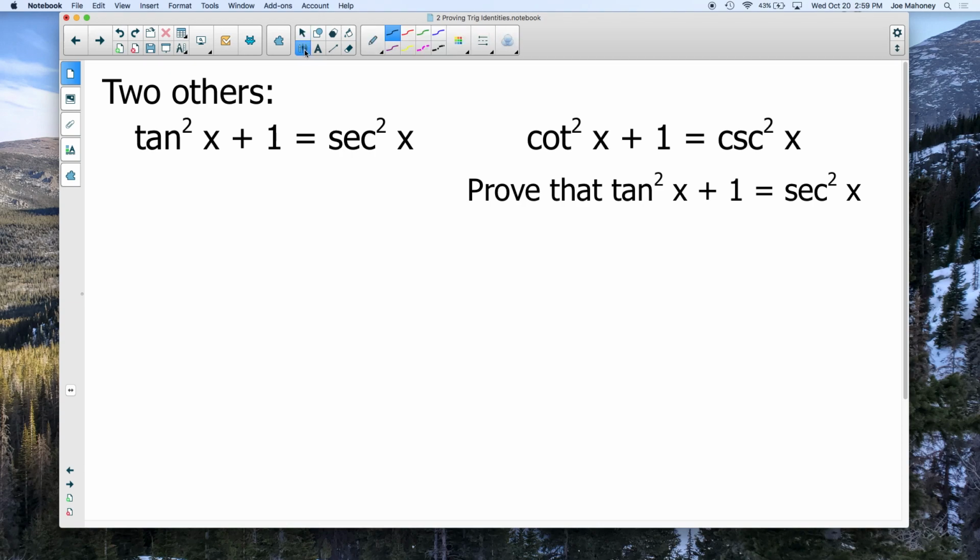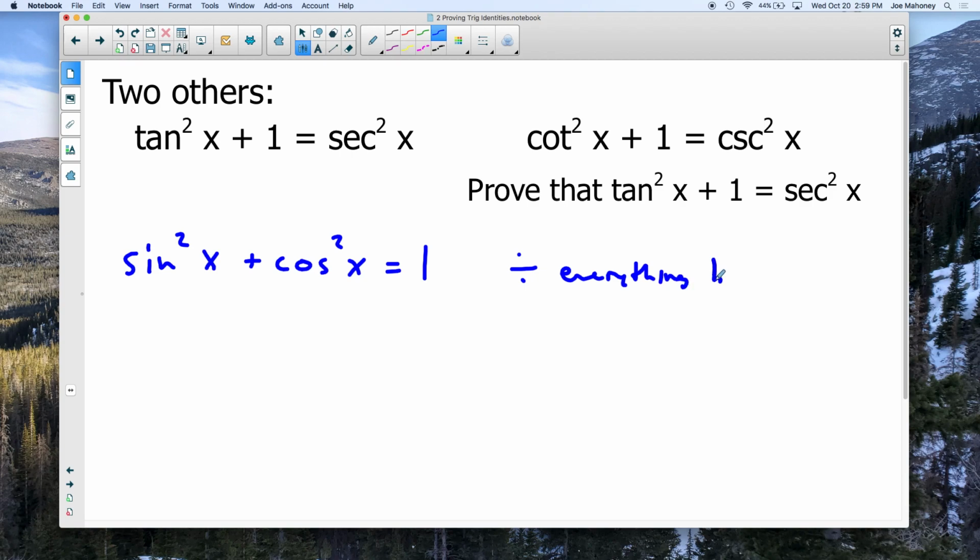What I'm going to do with this Pythagorean identity that I know so well, sine squared x plus cosine squared x equals 1, is divide everything by the cosine squared of x. And look what happens when we do. If I divide this by cosine squared x, this one by cosine squared of x, and this one by cosine squared x.